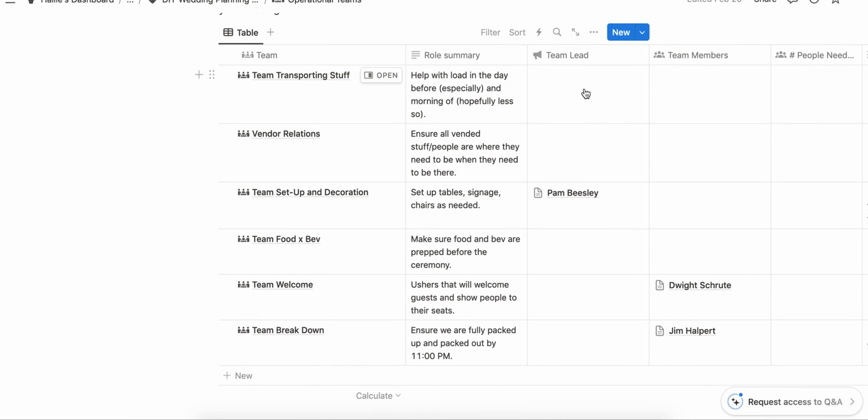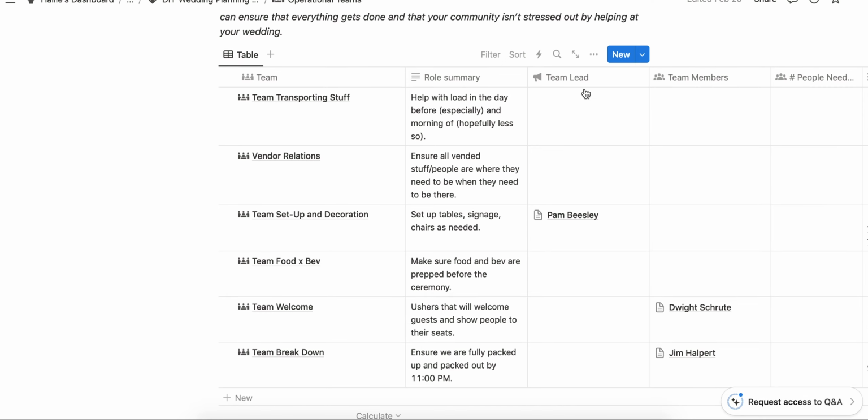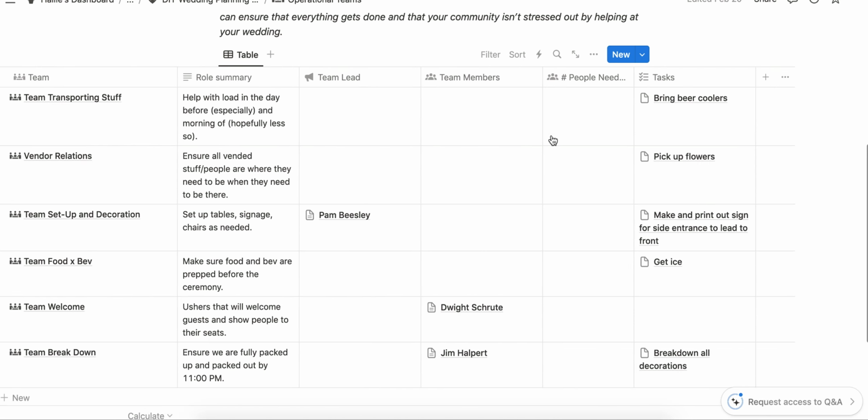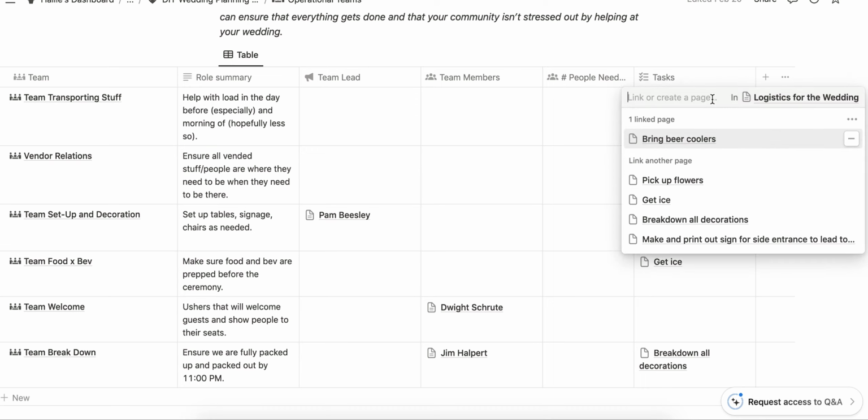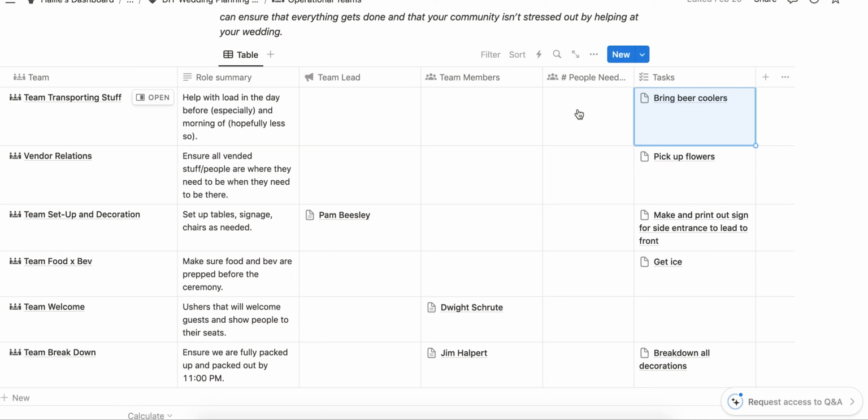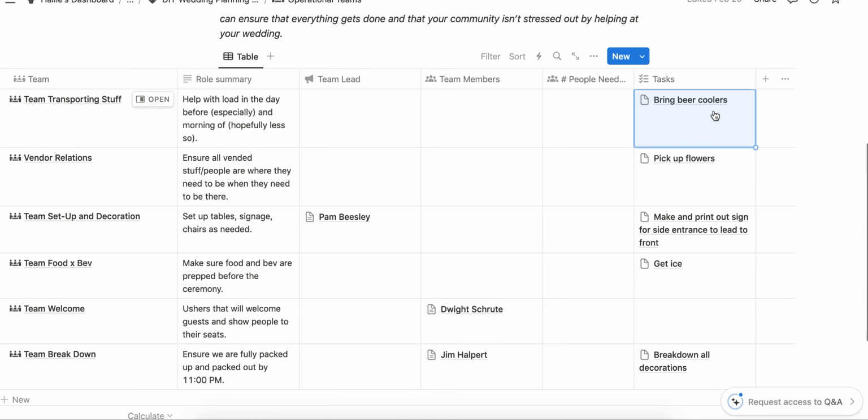Two days before the wedding, we had folks help us transport stuff to the venue. Luckily, our venue let us keep stuff there, so day of, we weren't pulling anything in. We identified exactly what the tasks needed are. This lives in a different database, which is our day of logistics. We identified how many people we needed for this team to accomplish these tasks.